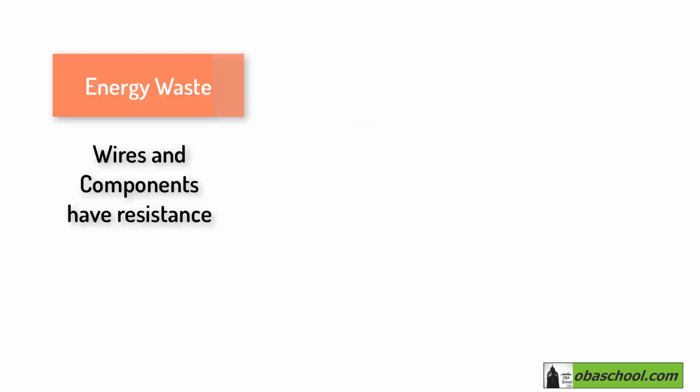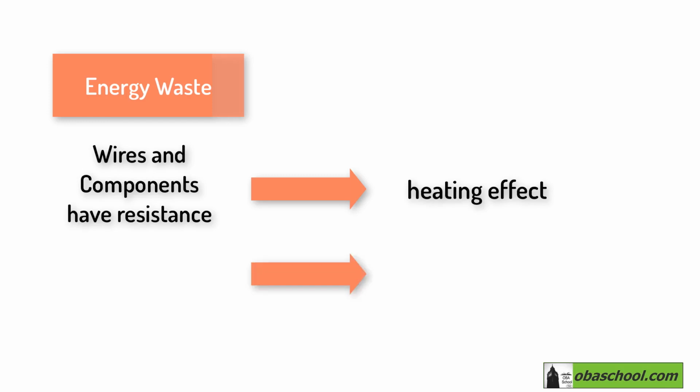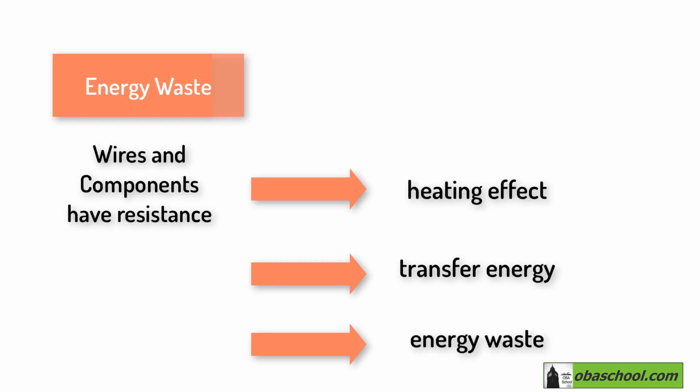Why is energy wasted? Now we all know that components of the appliances have resistors, and resistance can cause a heating effect, which means heat is transferred to the surroundings, which means energy is transferred. So energy is wasted due to the resistance of the wires and the components.